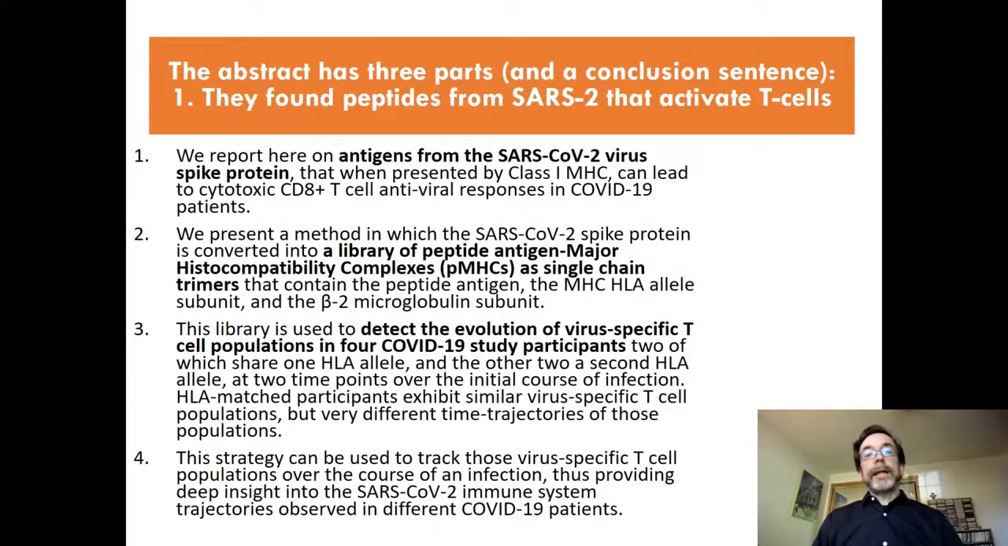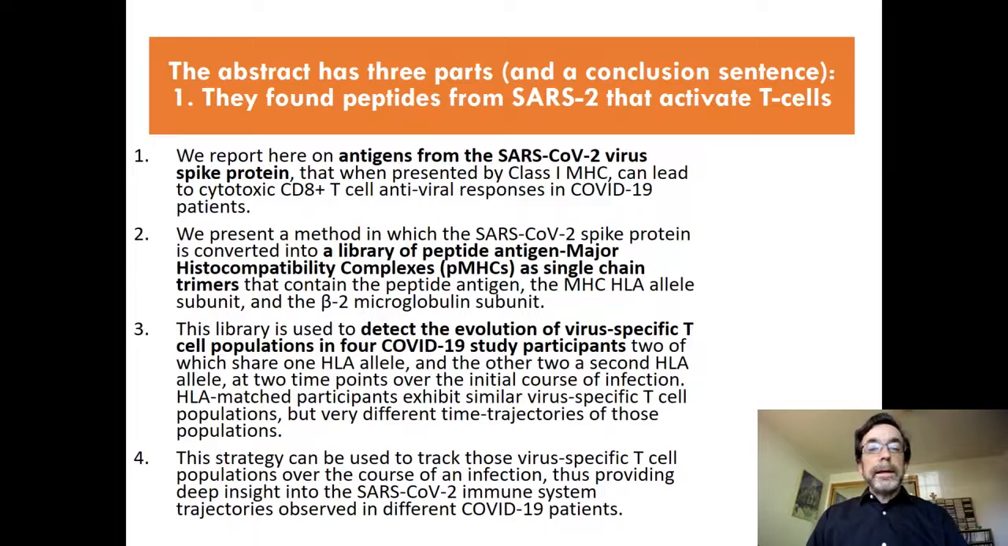So the abstract has 3 parts, and I want to just show you these 3 parts. Big complex paper, but there's a simple takeaway from it. They basically didn't use a computer. Well, they used a computer to start with, but they actually used lab work to find what are the antigens that are presented on pMHC for SARS-CoV-2. They showed that these activated T cells, and they even found that they activated T cells in SARS-CoV-2 patients.